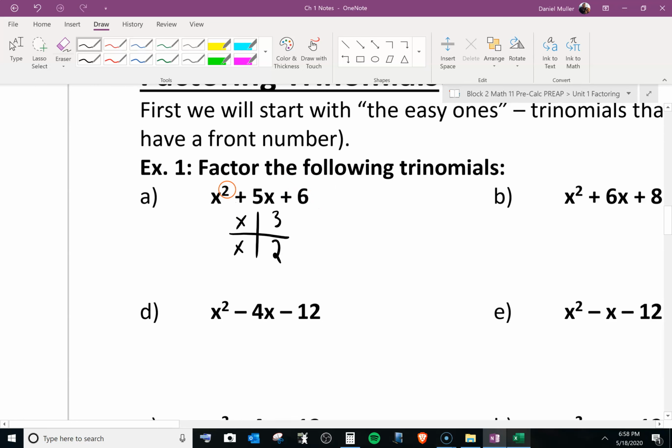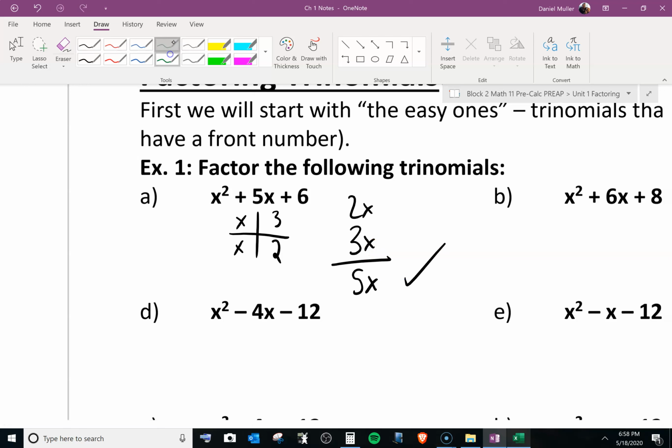And the left boxes do indeed multiply to equal x squared. So my left side multiplies to my left, my right side multiplies to my right. But my diagonals, what do they multiply to? Well, I multiply one diagonal, this one, to get 2 times x is 2x. This one, 3 times x is 3x. Now if I add those, I'll get 5x. Hey, that is my middle term. That is good. So my diagonals check.